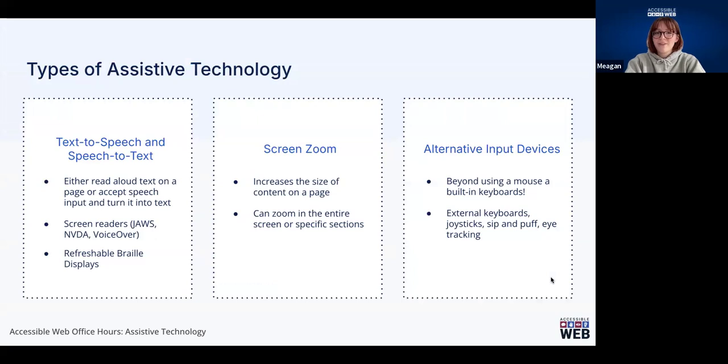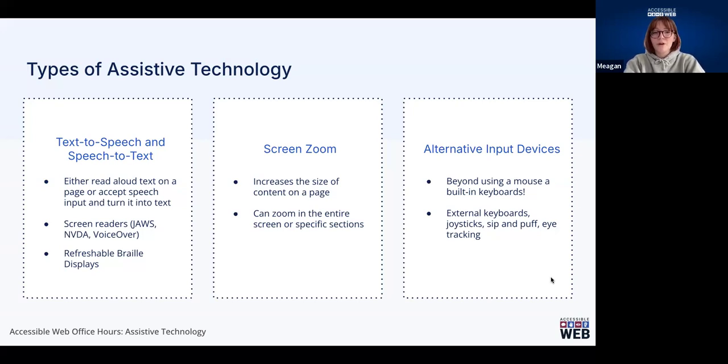So today we're going to cover three main groups of AT. That'll be text to speech and speech to text, screen zoom, and alternative input devices. Within text to speech and speech to text, that would be AT that can either read aloud text on a page or accept speech input and turn it into text. You could somewhat consider speech to text a version of alternative input, but for this case, we're going to consider it in this category since it's more of a method and not an actual tool being used.